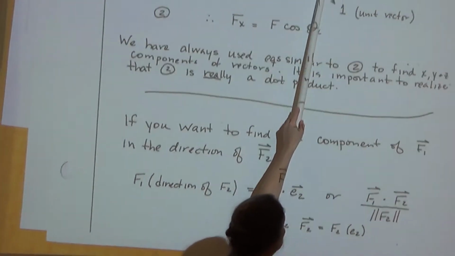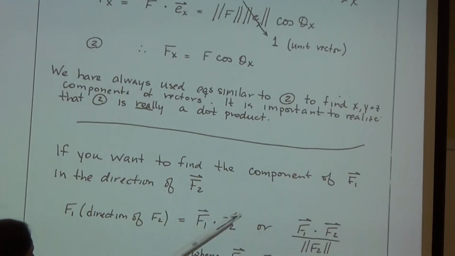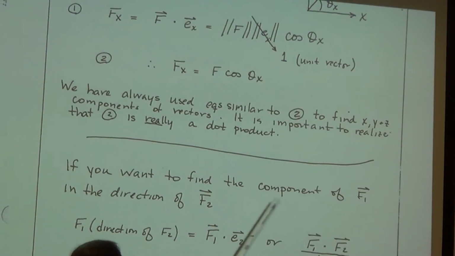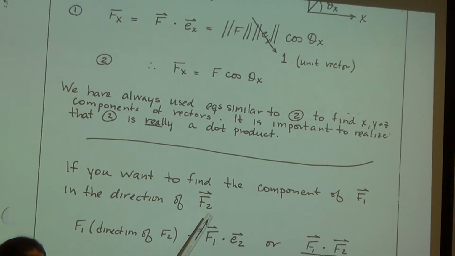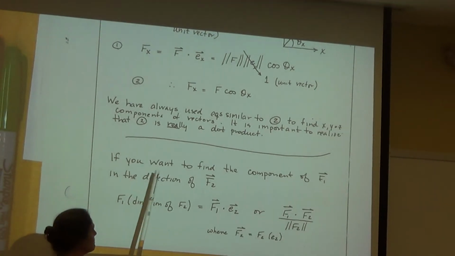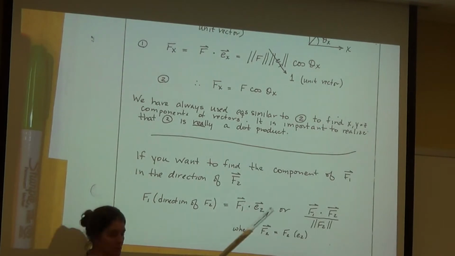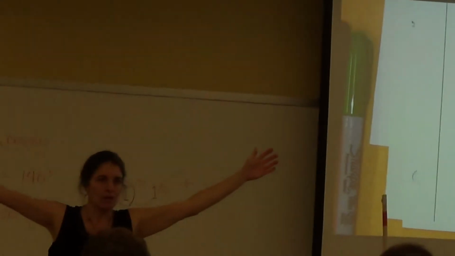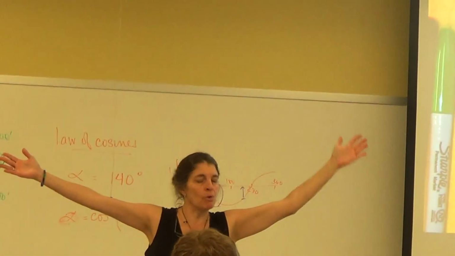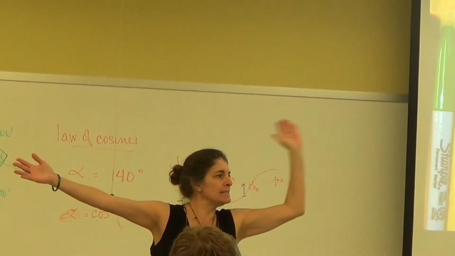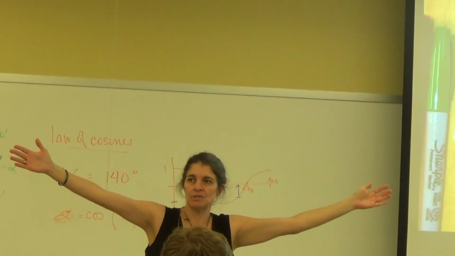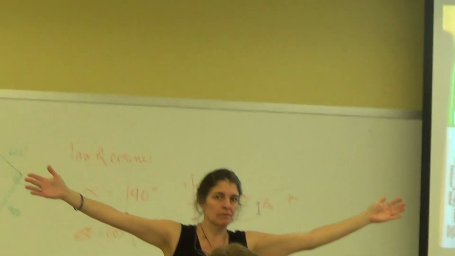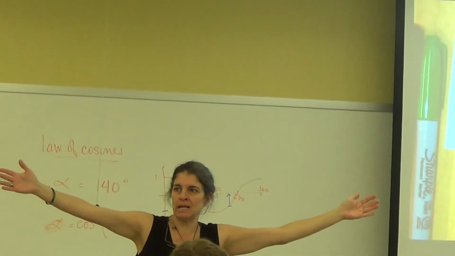So I want this to be 1. So if I want to find the component of F1 in the direction of F2, do I dot F1 with F2? No. So let's do that again. If I want to find the component, so I have two forces. There's a force F1 here and F2 is here. I want to find the component of this force in this direction. Do I dot this force with this force? No. And mathematically, what am I going to get? What units am I going to get? Pounds squared. That doesn't mean anything.